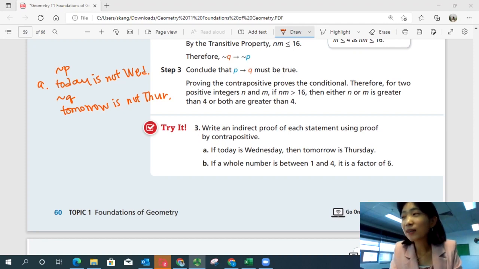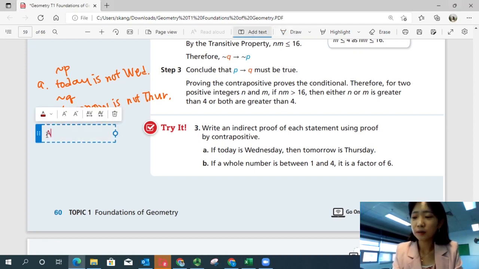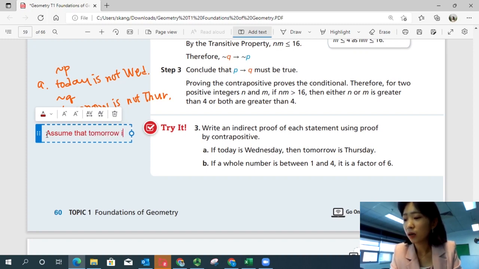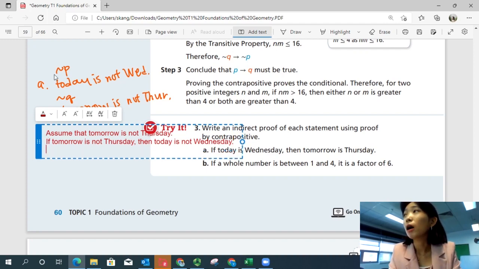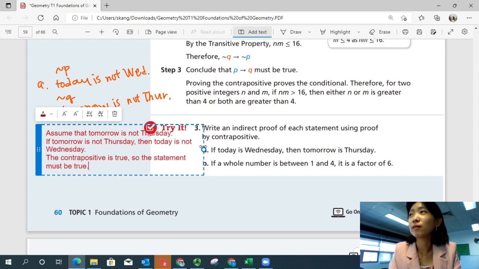So we're going to assume that the conclusion is not true. We're going to assume that tomorrow is not Thursday. And if tomorrow is not Thursday, then today is not Wednesday, right? So we have proven the negation of the hypothesis, which means the contrapositive is true. So the statement must be true. All right. That wasn't too hard.